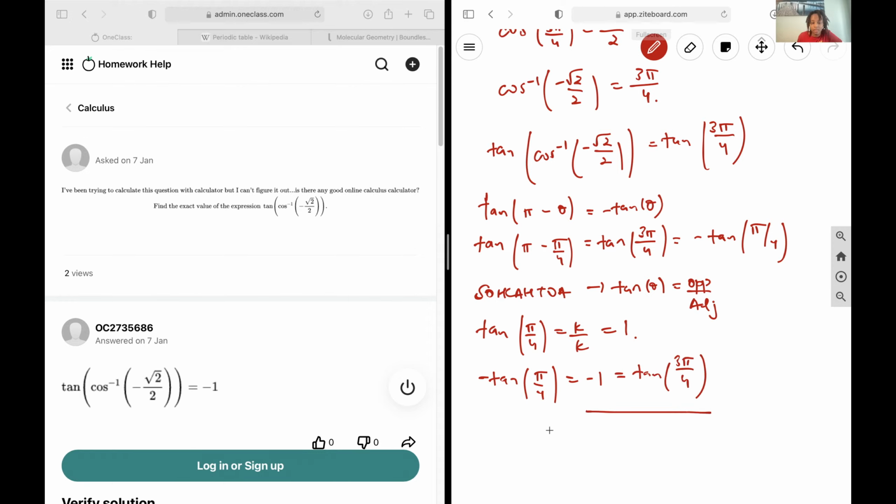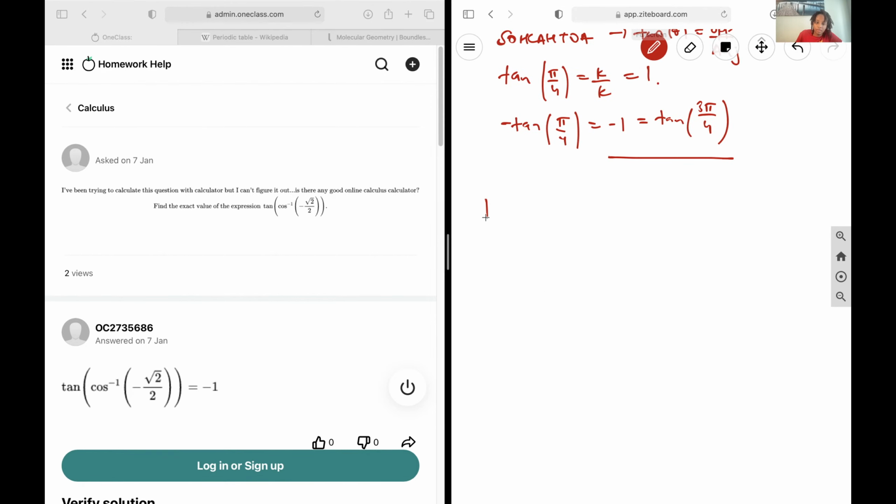And this is going to be our final answer. So the final answer should be that tan of the inverse cos of negative root 2 over 2 is going to give us negative 1.